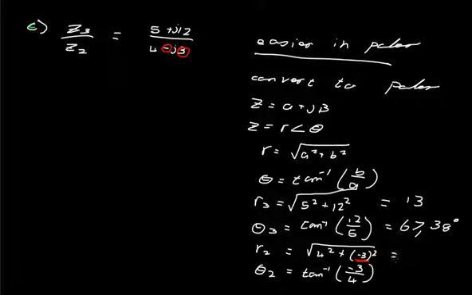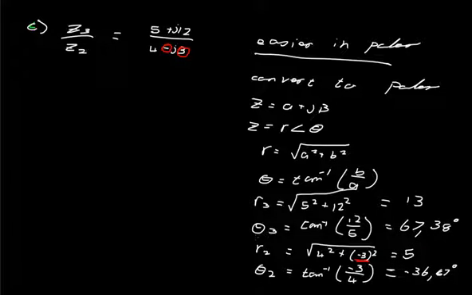Okay, and those are equal to, let's calculate it, the square root of 4 squared plus minus 3 squared is 5, and arctan of minus 3 over 4 is negative 36.87 degrees.